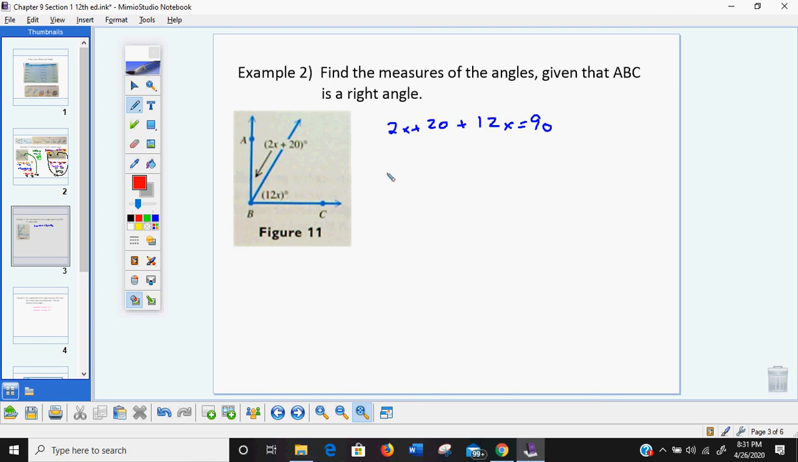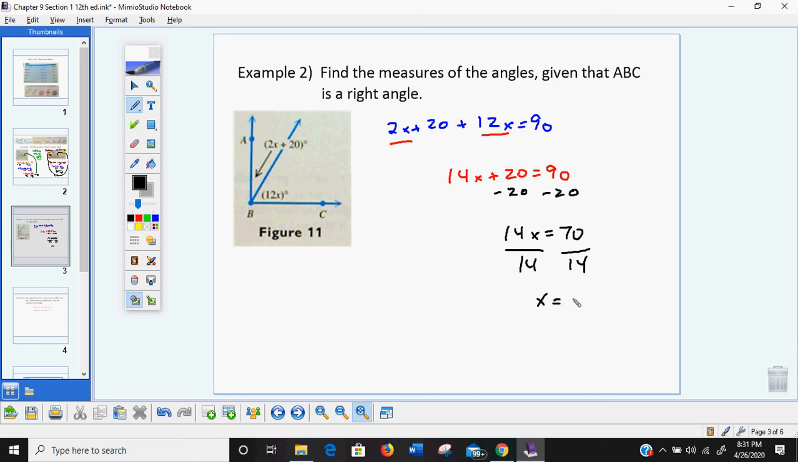So I can put my x's together here. It gives me 14x plus 20 equals 90. I'm going to move my numbers to the right, so I'm going to subtract 20. I get 14x equals 70. When I divide by 14, I end up with x is equal to 5.